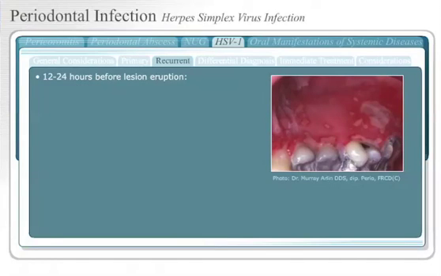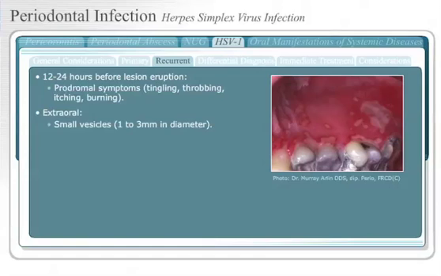Recurrent herpes simplex infection first manifests 12 to 24 hours before lesion eruption, with prodromal symptoms of tingling, throbbing, itching, and burning at the infected site. Extraorally, the initial lesions are small vesicles or a cluster of vesicles that quickly rupture and form shallow yellow-gray ulcers with distinct red halos. Intraorally, vesicles seldom are seen.